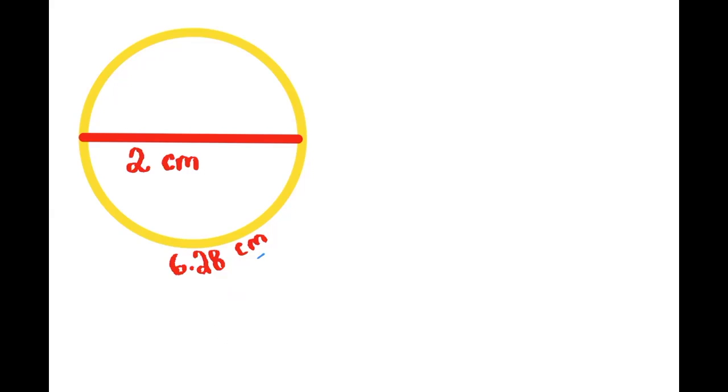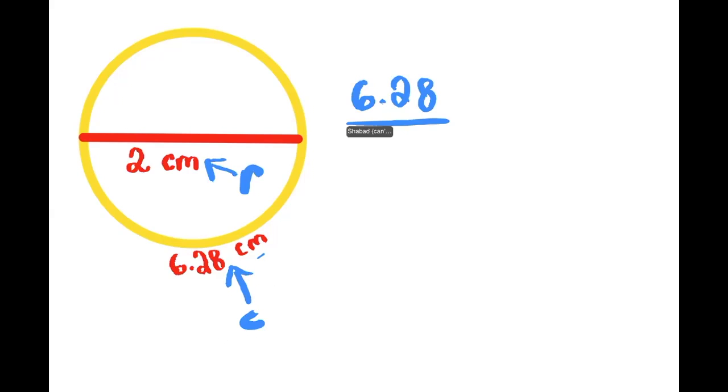Here we have the circumference, which is 6.28, and here we have a diameter, which is 2. We can find pi, the constant ratio, by checking if the circumference over the diameter would equal pi. So we can do 6.28, which is the circumference, divided by 2, which gives us 3.14.